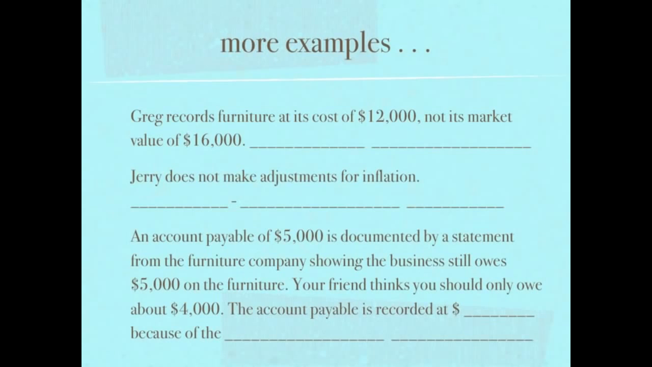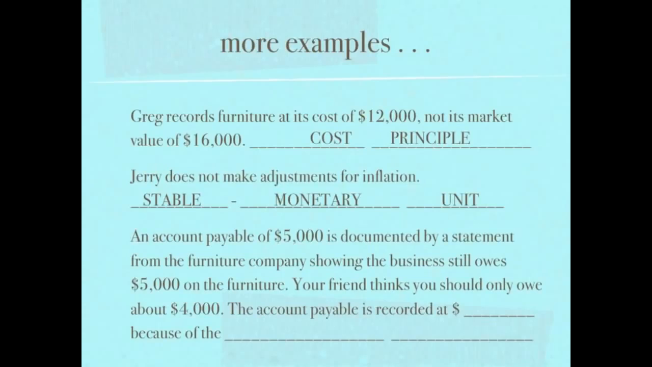Greg records furniture at its cost of $12,000, not its market value of $16,000. This is an example of the cost principle, which states we record assets at what we pay for them. It's historical cost. That is reliable information. Jerry does not make adjustments for inflation. This is called the stable monetary unit. As accountants, we're conservative people, and we do not make adjustments for inflation because we believe over time that the dollar will remain stable.